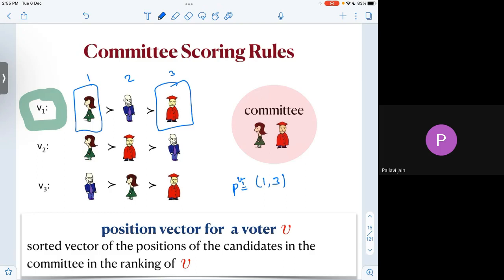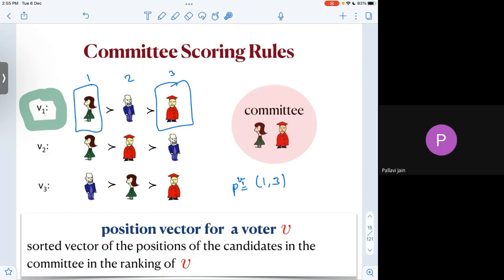Is that clear? These definitions are going to be very important because the whole lecture is based on these things. So if you do not understand the definitions, please ask now. Otherwise, you'll be lost. Yes, it has to be sorted. So it is the sorted vector of the positions of the candidates in the committee in the ranking of V.